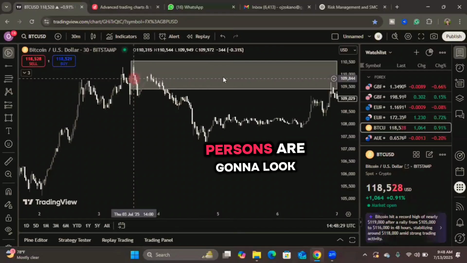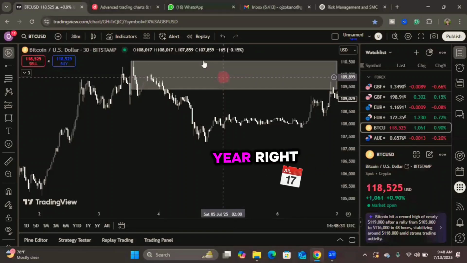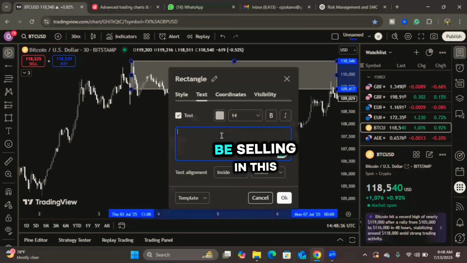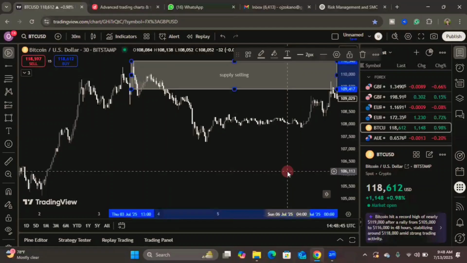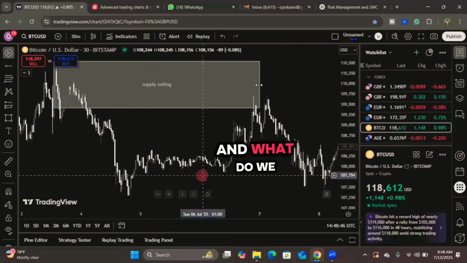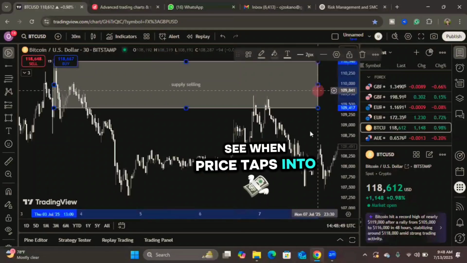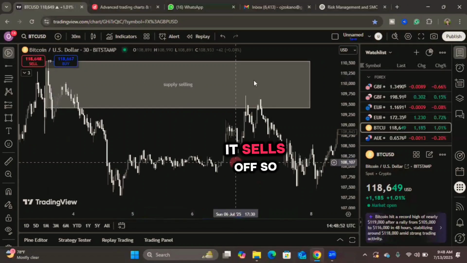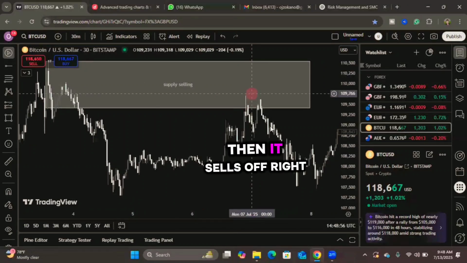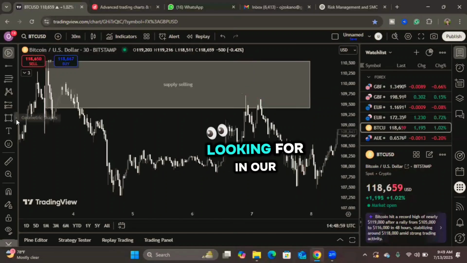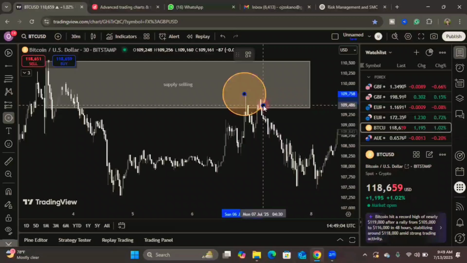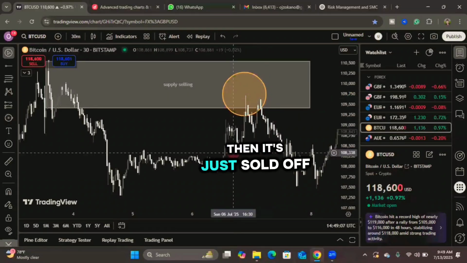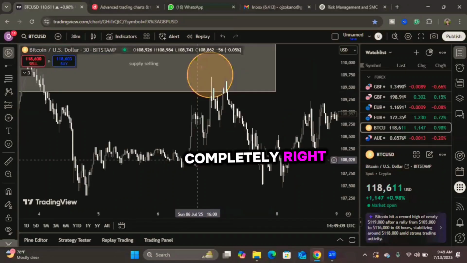Now, in this area, persons are going to look to be selling, right? So you want to be selling in this area. And what do we see when price taps into our supply area? It sells off. It taps in and then it sells off. That's what we're looking for in our supply zones or supply area. Price taps in and then it's just sold off completely.